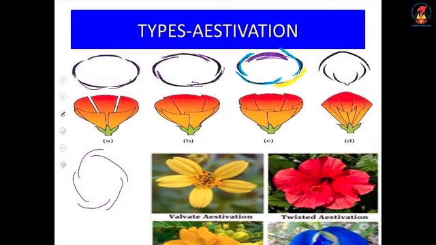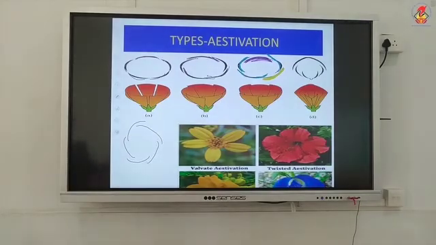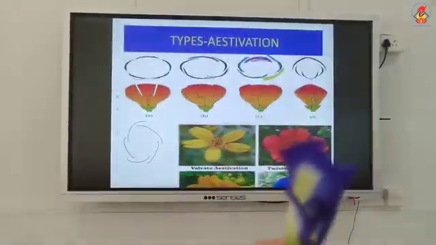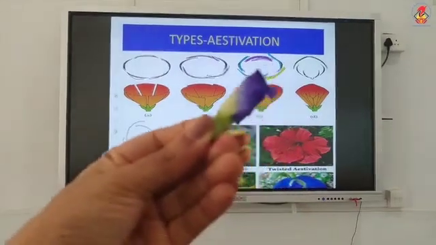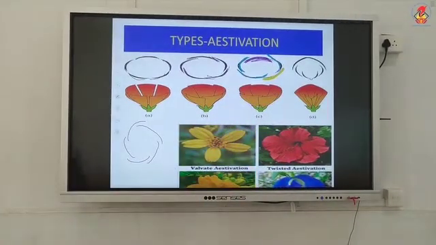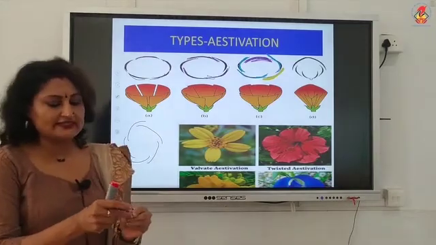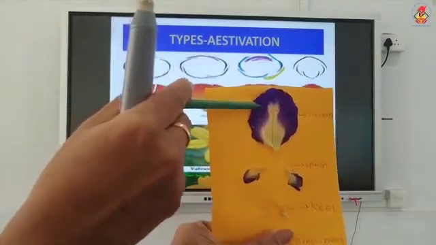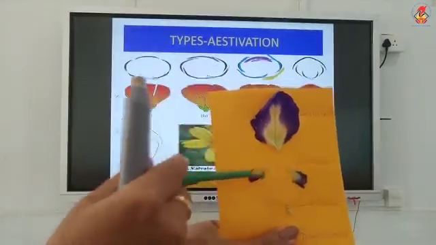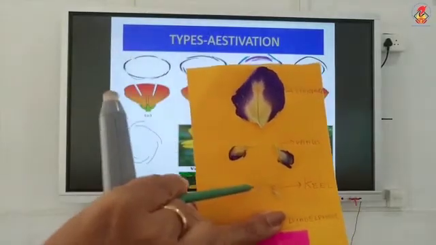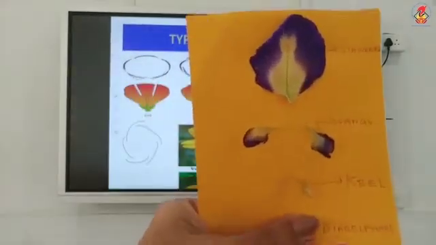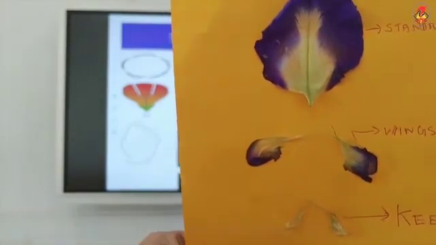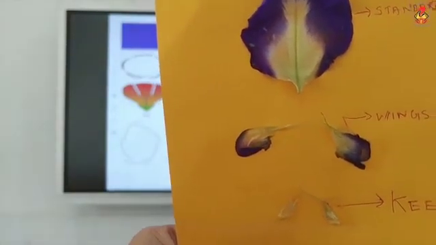And the last aestivation is vexillary aestivation. Vexillary aestivation is found in clitoria. Have you seen this flower? Clitoria. So this shows vexillary aestivation. If I dissect this clitoria and display the 5 whorls, the large petal is called the standard, then 2 petals called the wings, and 2 white ones called the keel. Clear? Can you see all the whorls? There are 5 petals, sorry.